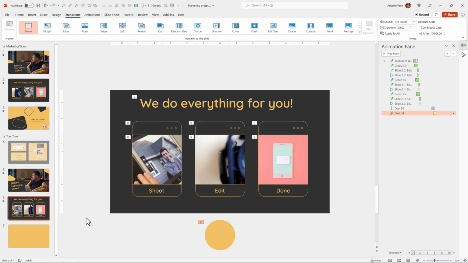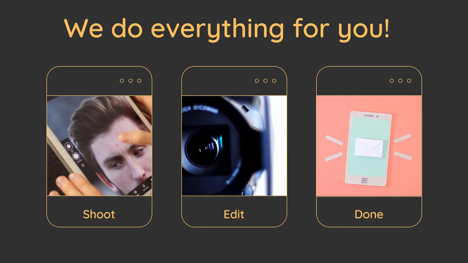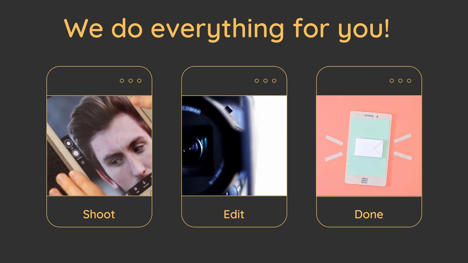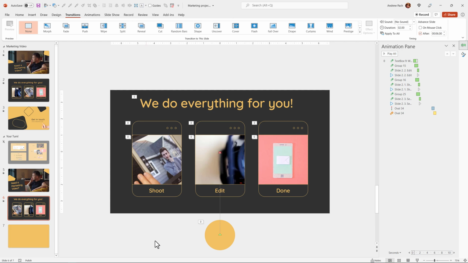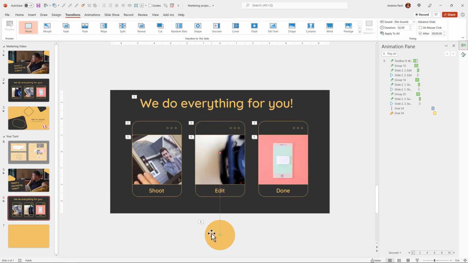Let me show you what happens to the presentation now. Our slide will be playing, blah, blah, blah, shoot, edit, done. 5 seconds are passing and we have this beautiful transition. Right now, you don't know it, but we are on the next slide. We are on this last slide immediately after this animation happens without you even noticing. And this is how you make those super cool transitions.